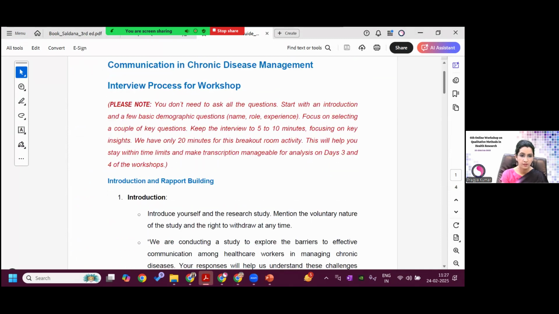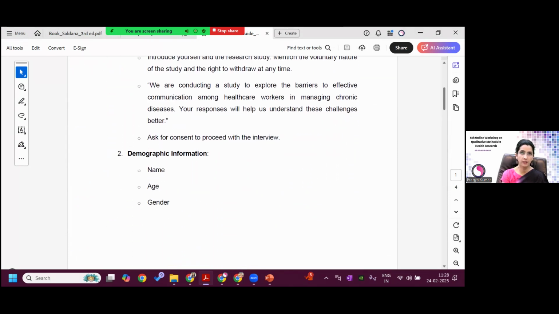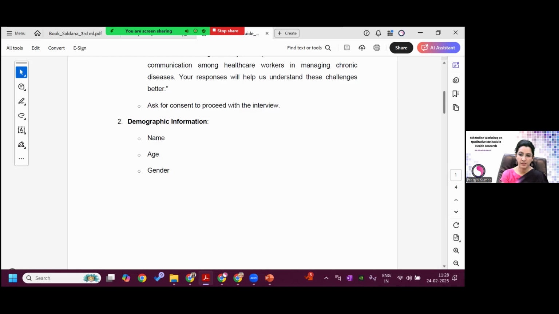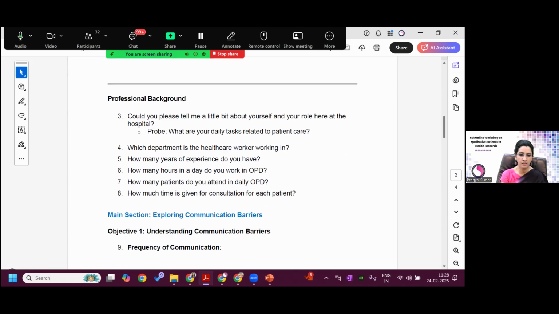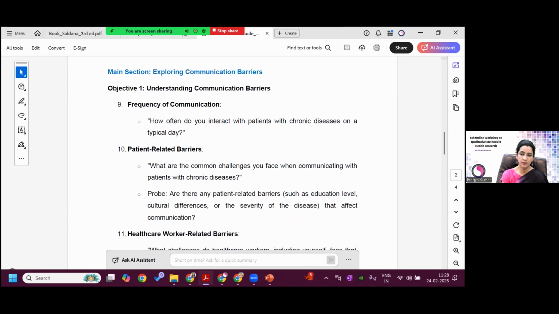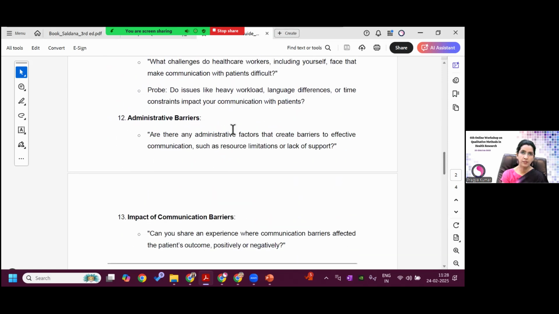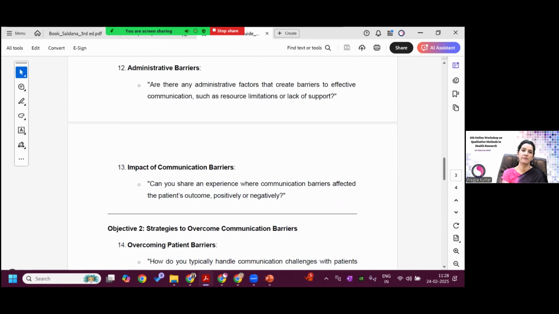Deductive framework. So this is the interview guide. You can see initially there was an introduction, and then there is demographic information. You can skip this, and in 5 minutes you cannot ask everything. So you can choose one deductive framework, like the first one, understanding communication barriers. You can ask regarding patient-related barriers, health worker-related barriers, administrative barriers, or impact. Any theme you can pick up, because you cannot ask everything in 5 minutes. Whatever you feel like, ask one part.